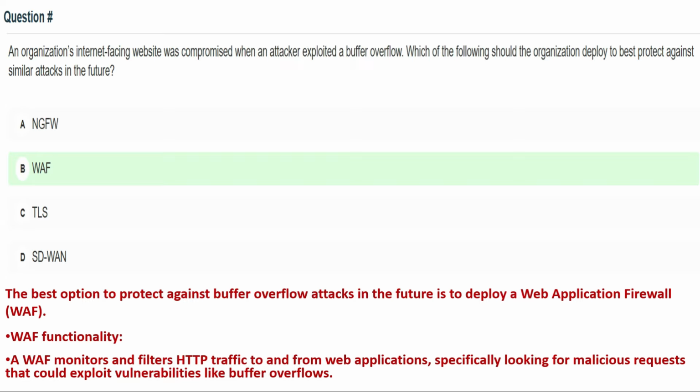And the explanation is, the best option to protect against buffer overflow attacks in the future is to deploy a web application firewall. A web application firewall monitors and filters HTTP traffic to and from web applications, specifically looking for malicious requests that could exploit vulnerabilities like buffer overflows. So that's why the correct answer for this question is option B, web application firewall, WAF. So let's move to the next question.